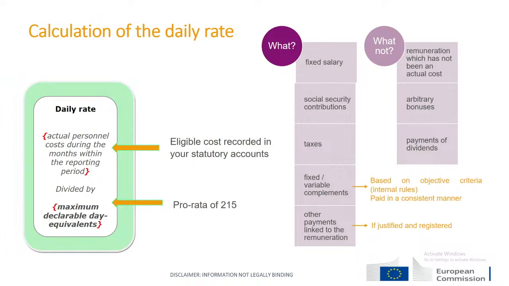Once we have the numerator, which is the eligible cost recorded in your statutory accounts, we divide it by the maximum declarable days equivalent, which is a pro rata of the 215 days mentioned in your grant agreement, and which is the maximum declarable days equivalent for an employee working full-time in a given year. This is established under Article 6.2A1 of the grant agreement.